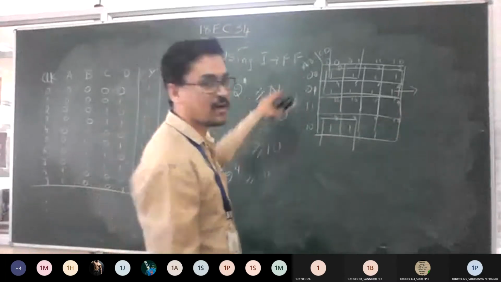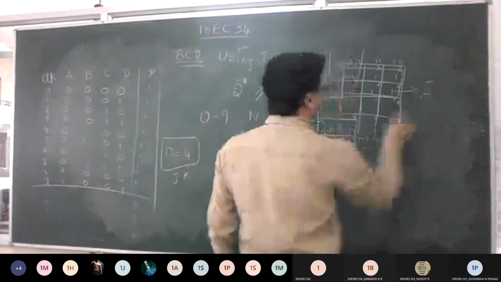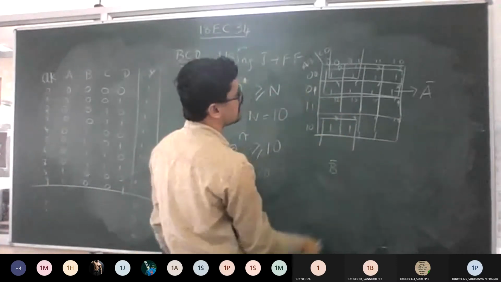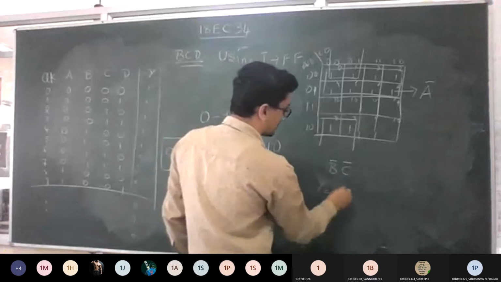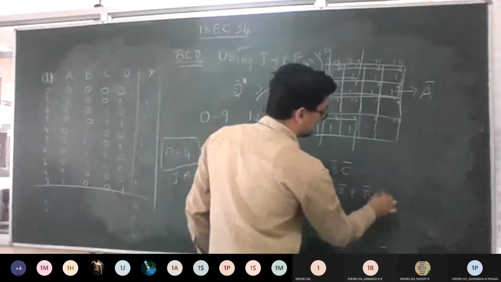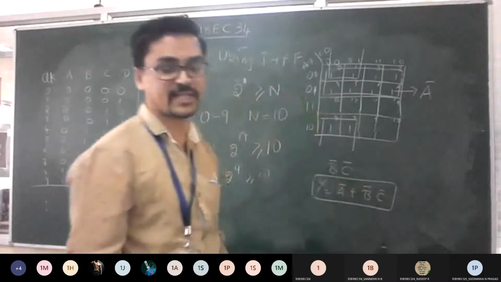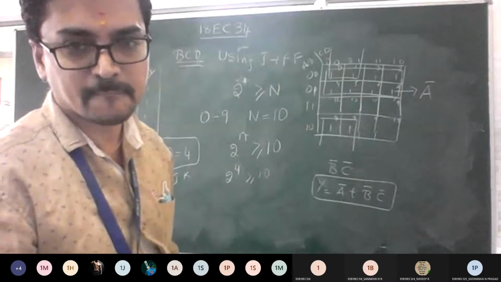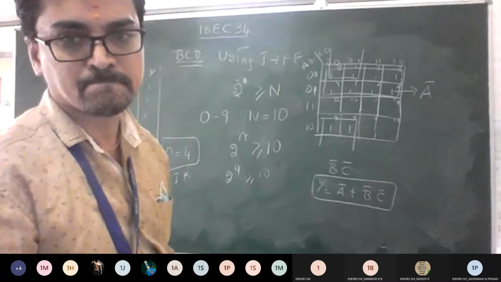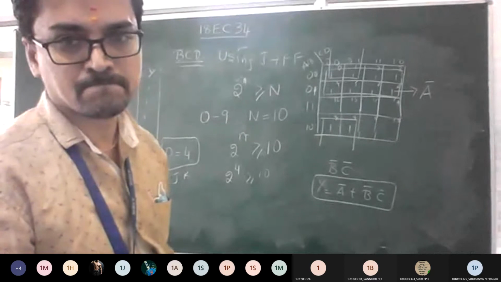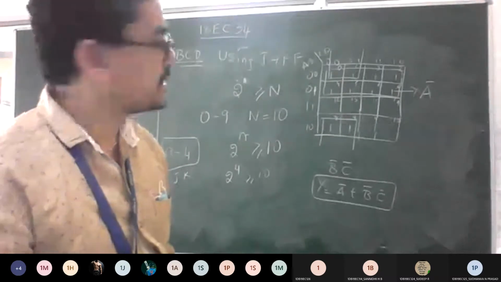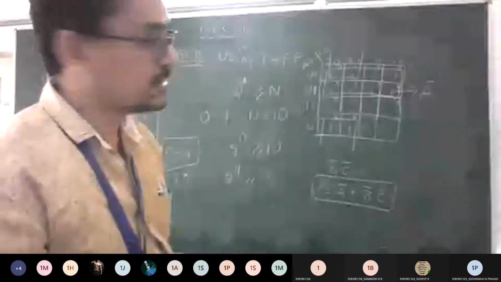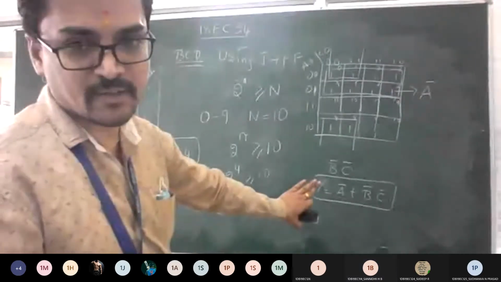So what is the expression from this octa? What's the common term here? It's A bar. How about these two? Common is B bar here, and here common is C bar. So you're going to get the expression as A bar plus B bar C bar. Any doubts, anyone, with this? Say something, yes or no. Shall I proceed or not? Proceed. Yes, sir. Okay.